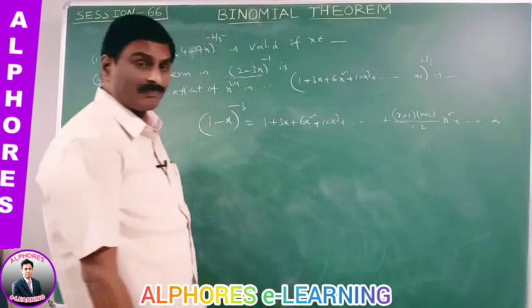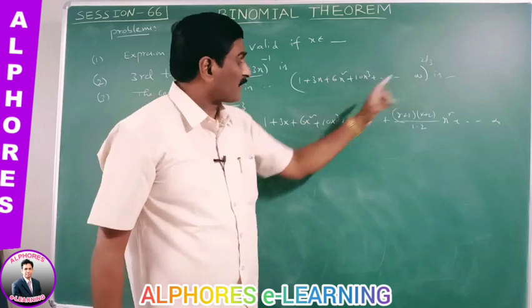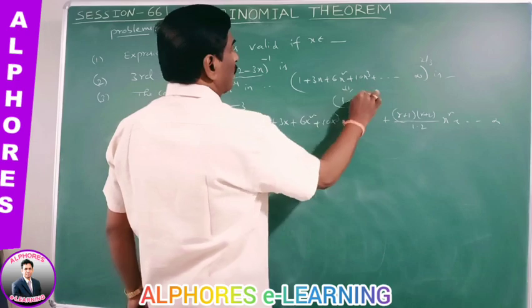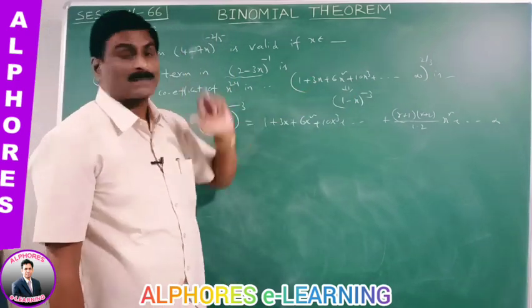Please observe this value. Here the base is 1 plus 3x plus 6x square plus 10x cube plus so on, infinite. That means it is in the form of... So this value is nothing but (1 minus x) whole power minus 3. Now we find the coefficient of x power 24 in this expansion.